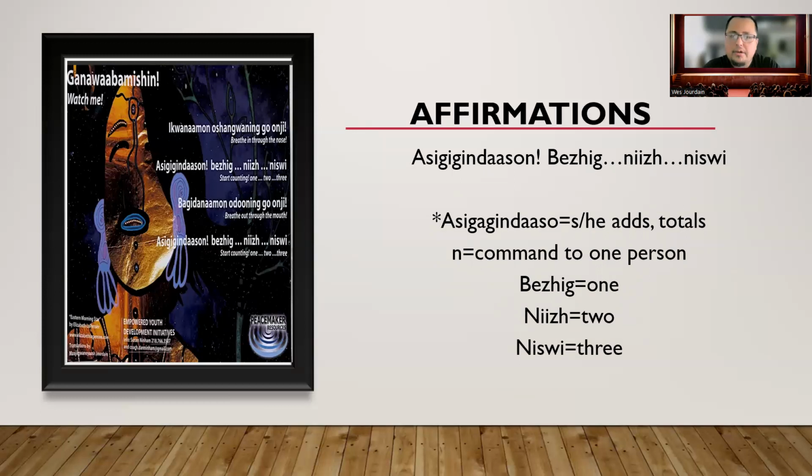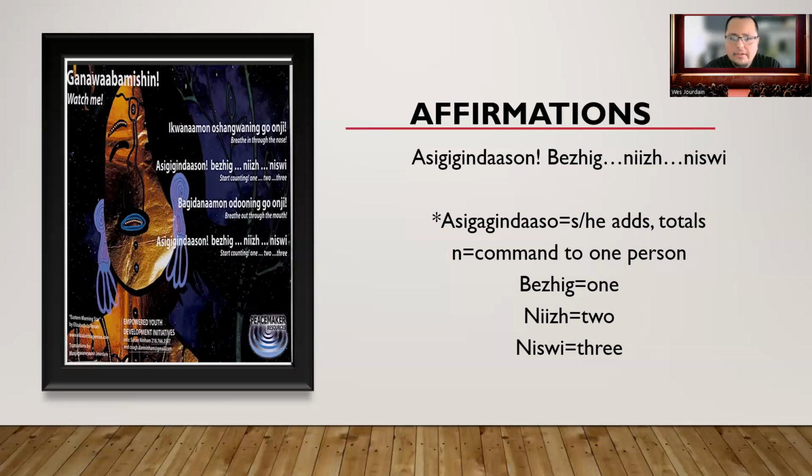Ikwanaman o shangwaning go onji. All right, let's try this again. A sigagindason. Basic nish niswe. So here we go. Ikwanaman. Basic nish niswe. Bagadanaman. Basic nish niswe. All right, so you breathe in, hold it for 3 seconds. Bagadanaman, you breathe out for 3 seconds. So it's asking you to do that.